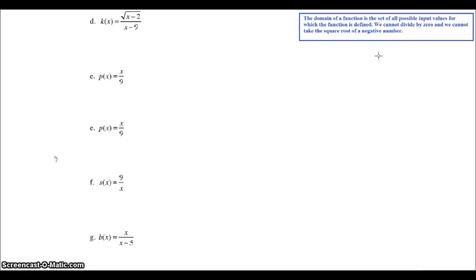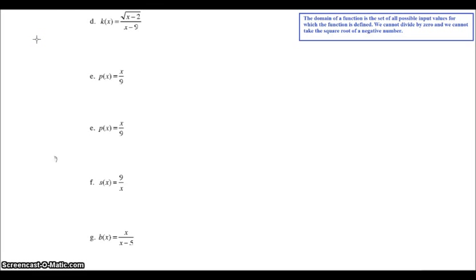Notice here we have double trouble. We have a square root. We know that x minus 2 can never be negative. And we have a fraction. That denominator can never be 0. So let's think about our possible input values.